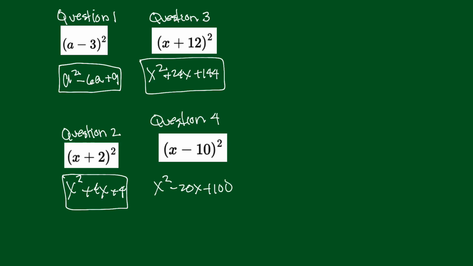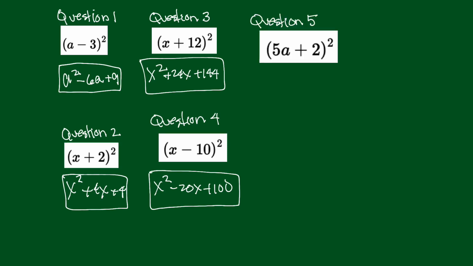So here's what we did. We squared the first, x squared. We multiplied these two together, -10x, doubled it, -20x, and then we squared the last. -10 times -10, +100. That's our result.